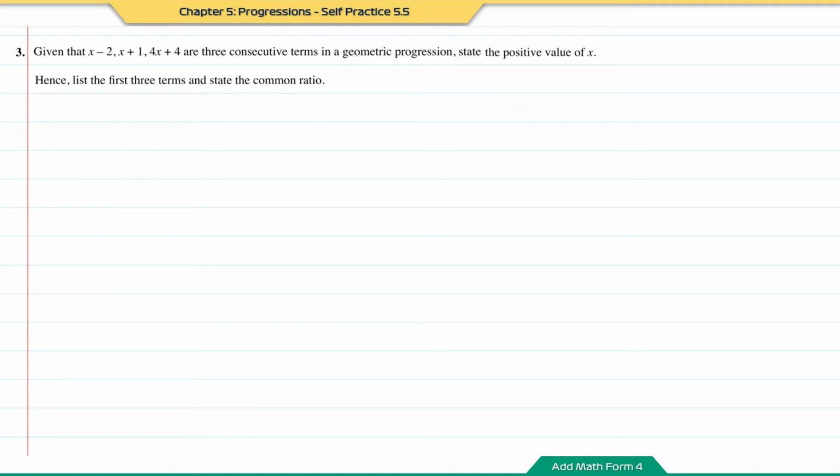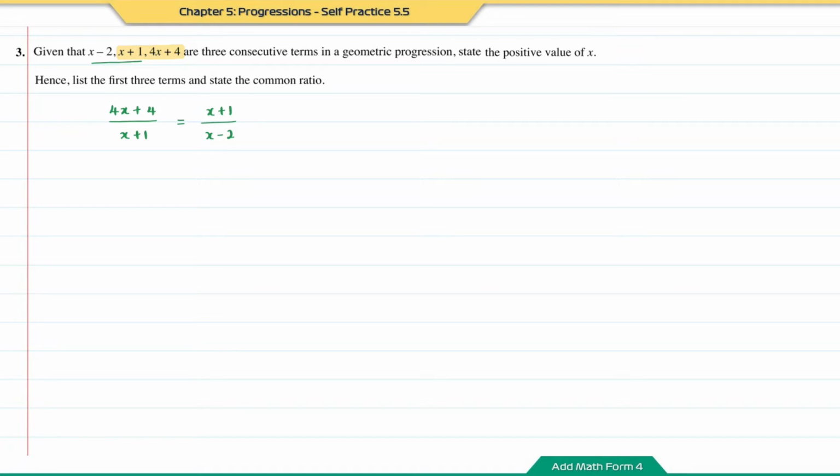As you divide 2 consecutive terms, you're going to get a constant value. So first, we're going to use these 2 consecutive terms. If I use 4x plus 4 and divide it by the previous term, x plus 1, I will get a constant value. This constant value will be the same when you use these 2 consecutive terms: x plus 1 divided by the previous one, x minus 2, will give you the same constant value.